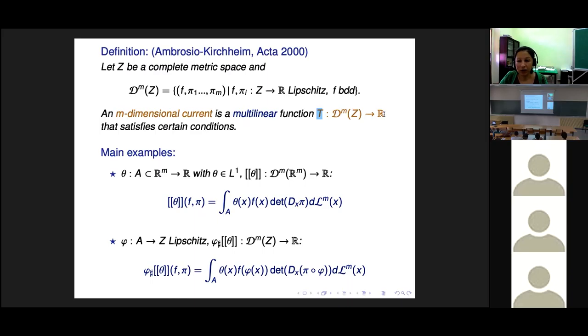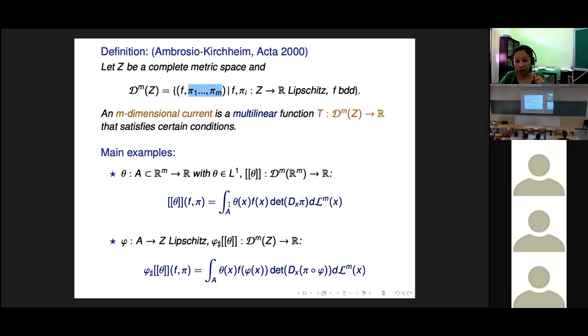it satisfies certain conditions that I'm going to skip, well, I will say them in the next slide. But let's look at the examples because the examples explain everything. So the first example is that you can have an L1 function in R^m. What we are going to do is create this current with double brackets. This current is going to eat a bounded Lipschitz function f and then Lipschitz functions pi 1 up to pi m.